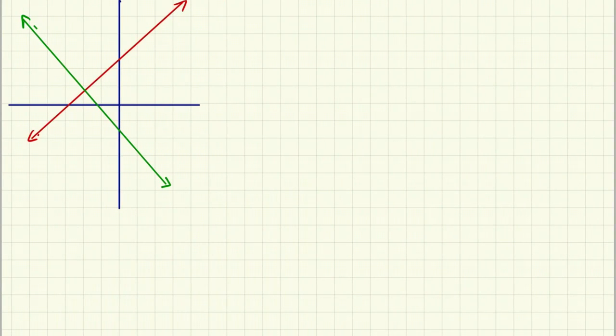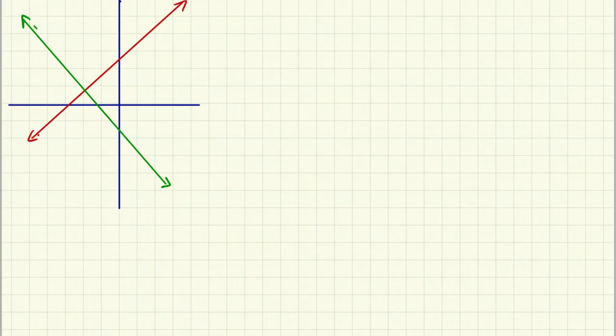All right, guys, so we're talking about perpendicular lines. The first thing that we need to figure out is what the heck does perpendicular mean? Perpendicular means that two lines come together at right angles, that they come together at 90 degrees.